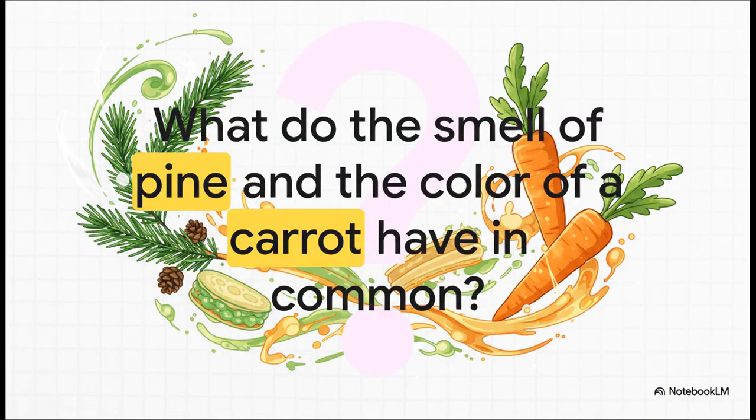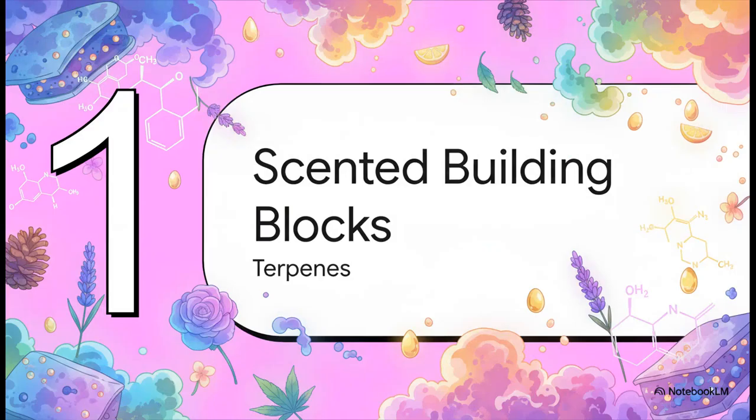Just think about that for a second. What on earth could connect the sharp, fresh scent of a pine forest with the bright orange of a carrot? I know, it seems completely random, but the answer reveals this really beautiful and, believe it or not, surprisingly simple design principle in nature. And the answer? It all comes down to a really fascinating class of lipid molecules called terpenes. You could think of them as the unsung artists behind so many of nature's most iconic smells and colors.